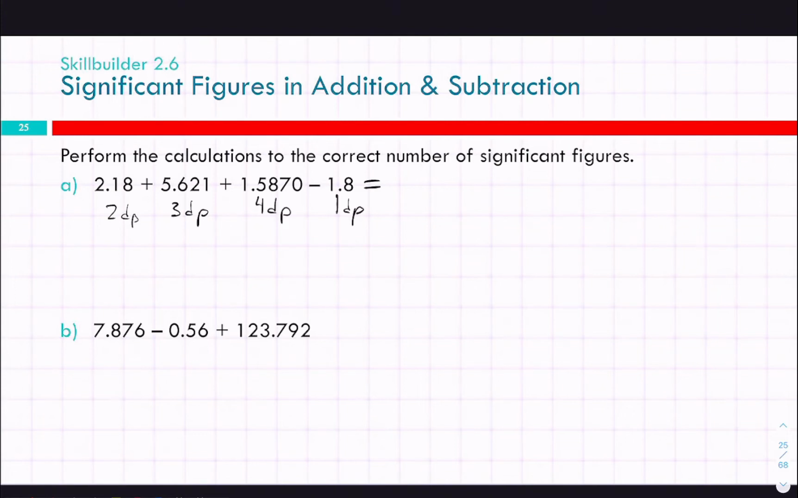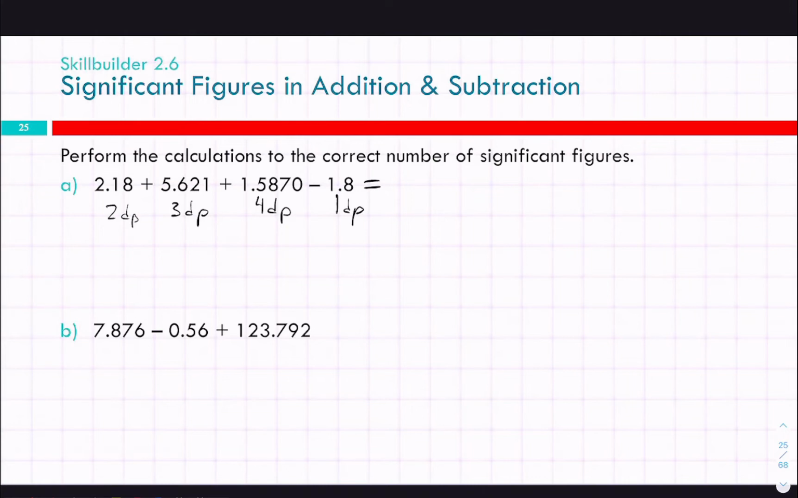So when you're doing calculations like this, I don't necessarily expect you to write out the number of decimal places every time, but if that helps you, by all means, do it. So we'll add and subtract, there's a combination of functions here: 2.18 plus 5.621 plus 1.5870 minus 1.8.